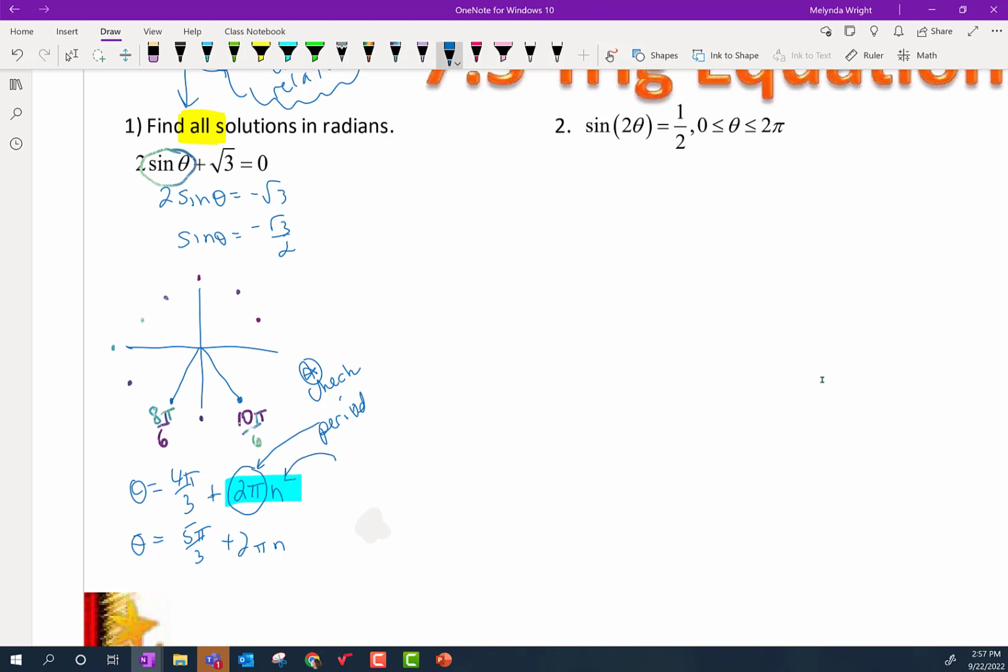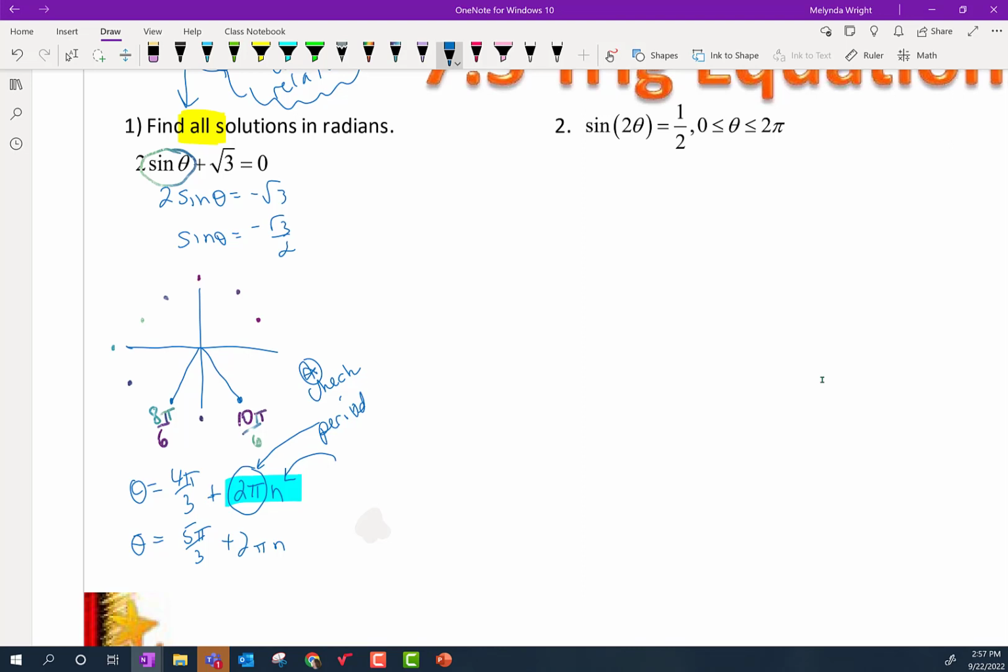This n is just, do you remember back in Algebra 2 when we were looking at sequences and series, and the n in sequences and series was an integer? That basically was a definition that n is an integer. It is also an integer here. It's 1 or 2 or 3 or -1 or something like that.